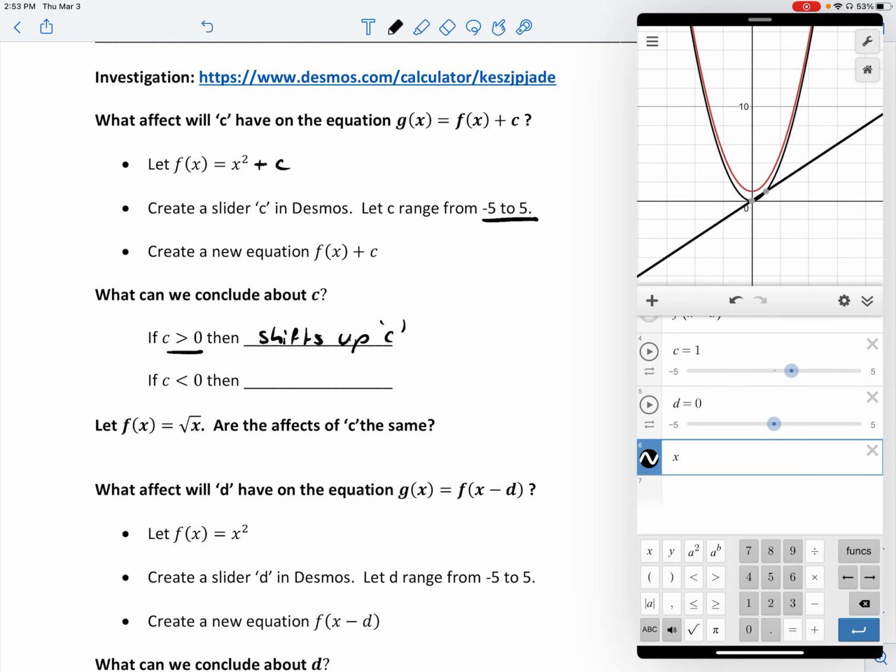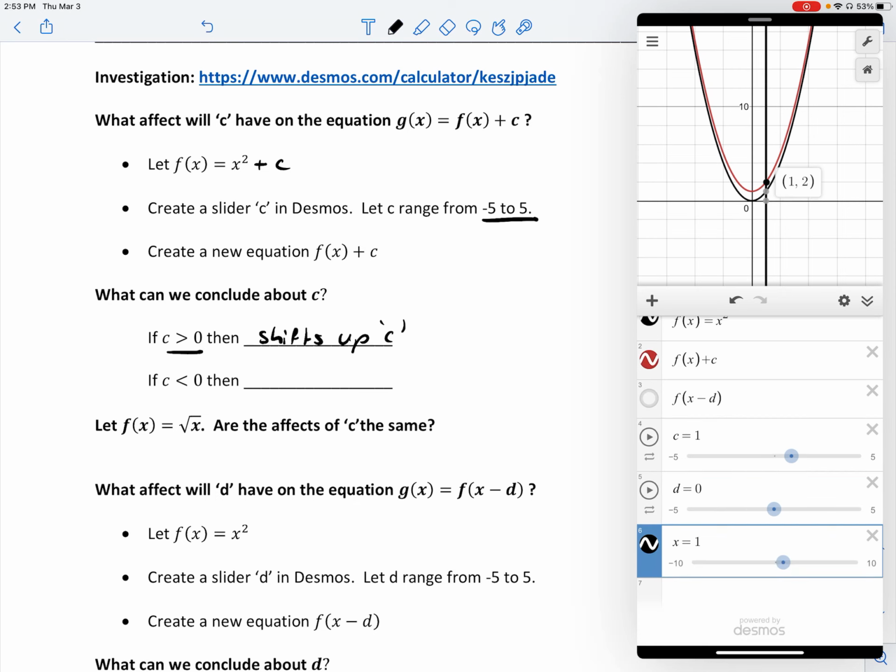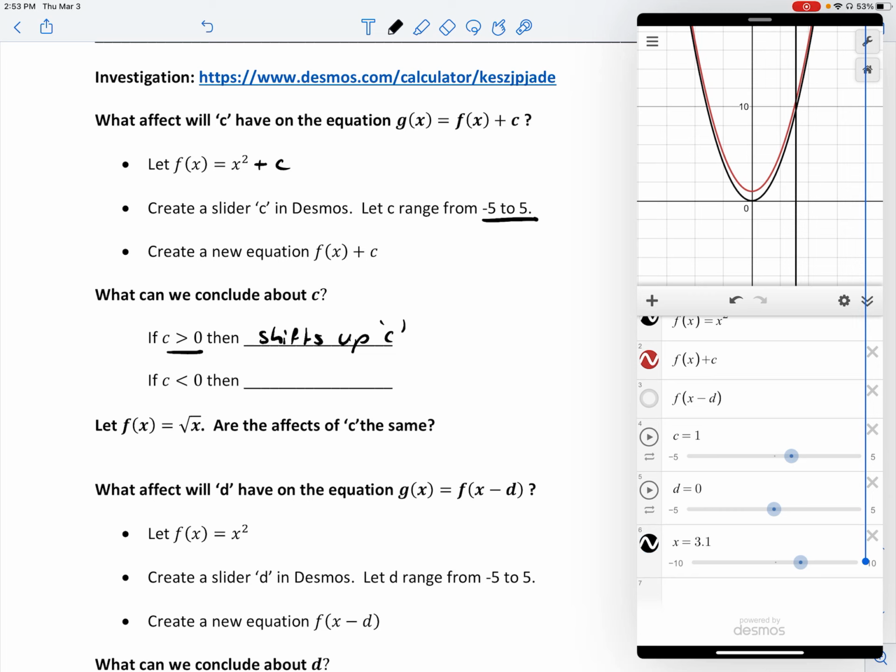So let me plot a vertical line. We'll say x equal to 1. You can see there is exactly 1 unit between the top point on the red graph and the point on the black graph. I can move this over, and notice the dots keep the same distance from each other as they move. It's exactly 1 unit.